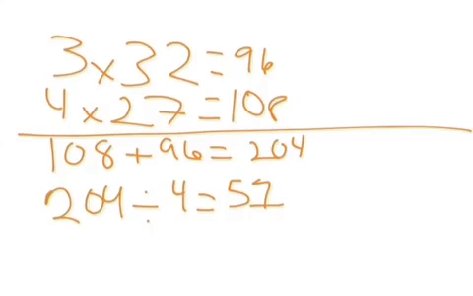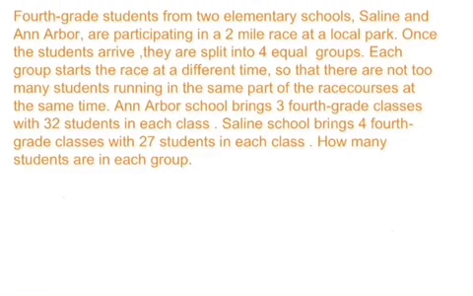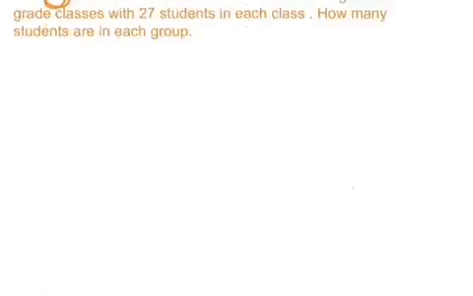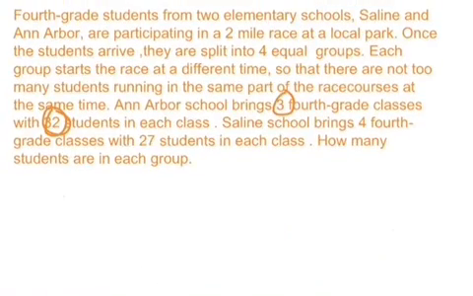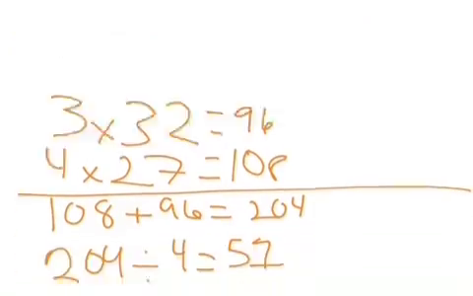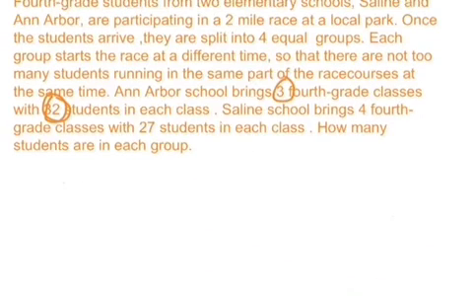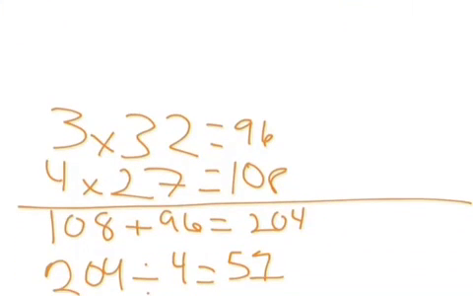Okay, you guys, so what we're going to be doing is I'm going to explain this to you. So 3 times 32, right? And that's times, because there's 3 4th grade classes and 32 in each. So that's why we would do that. And then we do 4 times 27, same reason. So that's 96 and 108.